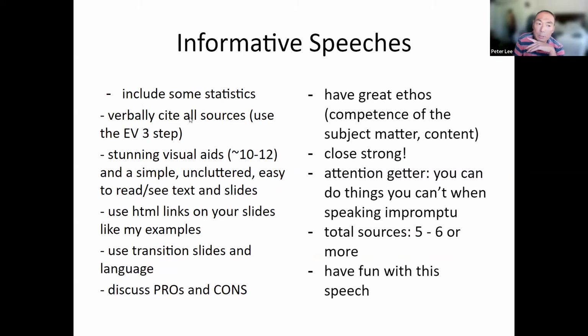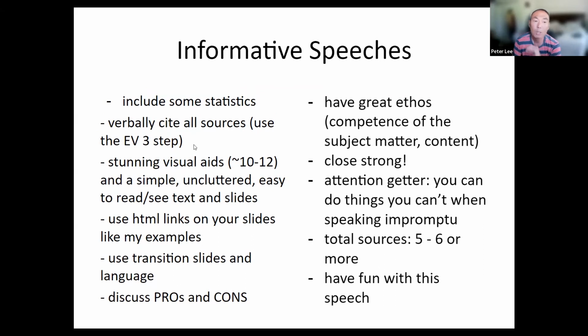So some tips about your informal speeches. Include some statistics. If you don't have any, I'll take off some points for content. Verbally cite all your sources. Use the evidence 3-step. What's the author for all your sources? What's the publisher? What's the date? And then ideally, a little bit of information about your author. Just Google them, by the way. You can see where they went to school, where they work, what they've been recognized for, and why they're really, really famous, right? Does anybody know about Dr. Sanjay Gupta?